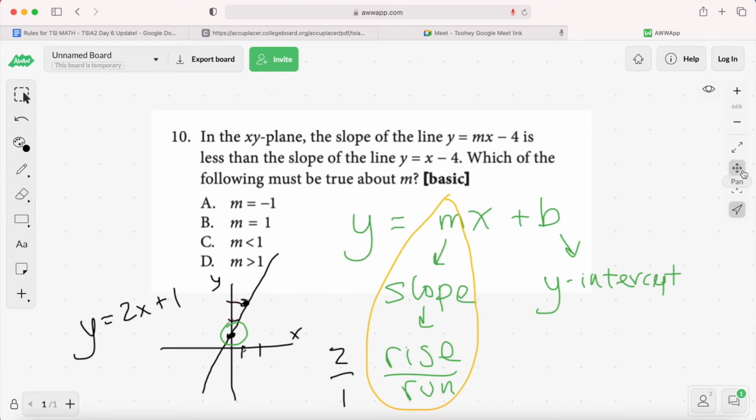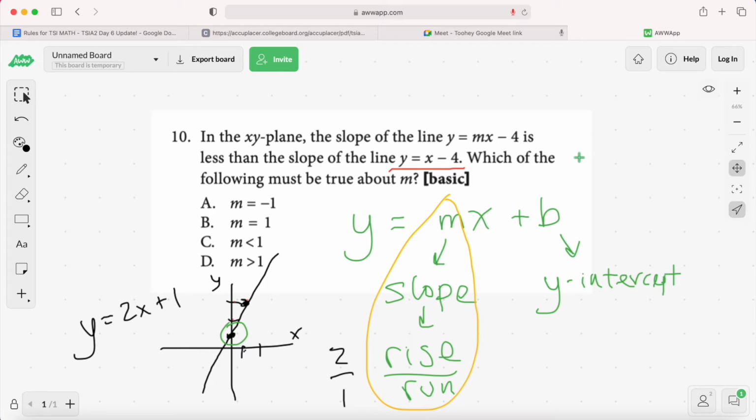Now notice in the question they say the slope of the line y equals mx minus 4 is less than the slope of the line y equals x minus 4. I want to focus in on this equation right here. Okay, and here's my question. It's not obvious, but what is the slope of the line y equals x minus 4? What's the slope? Now you might be like, but there's no m value there. Is that kind of what you're thinking? Yeah, that's how I'm thinking. Right? It's tricky.